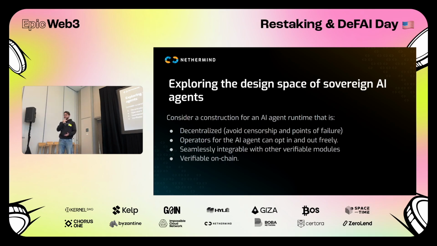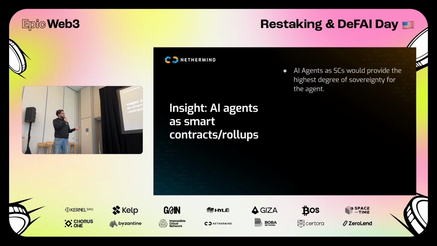It's decentralized, kind of like a blockchain, like Ethereum itself. The operators can opt in and out freely. There's no federated M of N trust model. Seamlessly integrable with other verifiable modules as well, and verifiable on chain. So one insight when you start thinking about this problem, well, first of all, that sounds like something you might try to use an AVS for. It's one of the tools you could try out.